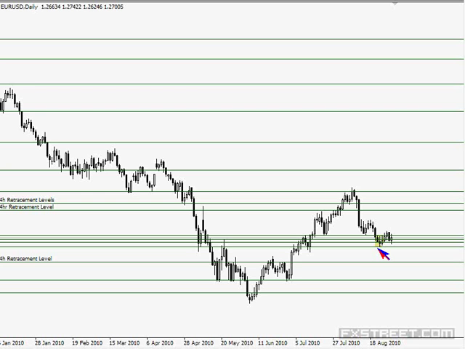Sometimes they're more heavily weighted in one direction. Sometimes they're equal. Sometimes everything's just a mess and you have to skip on that pair for the day. So in this case, we have good reason to look at this trade in either direction. We can look at it as a possibility to go long and a possibility to go short.